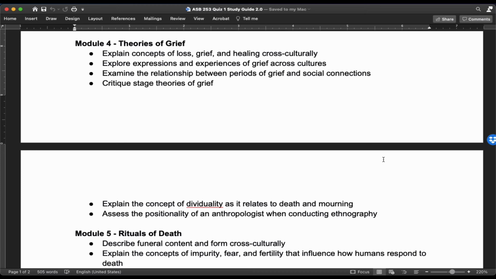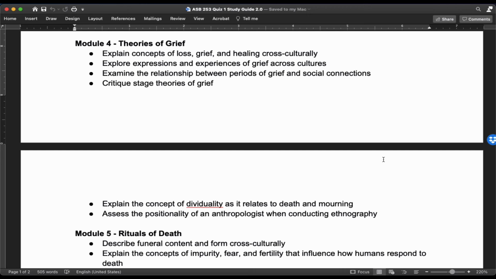Rosaldo also wanted to point out that we often ignore the emotions that are experienced by survivors, so it's important for us to not only focus on what happens with the dead body and how that dead person is remembered, but the experience that the mourners are going through as well.